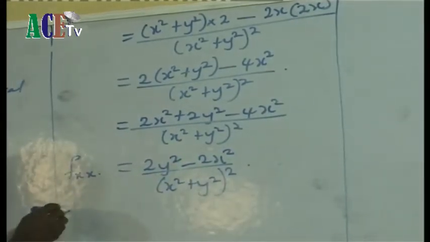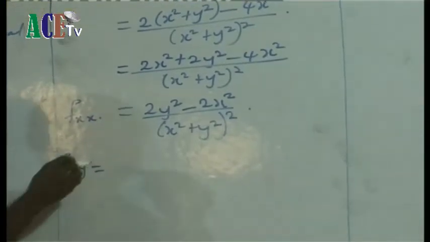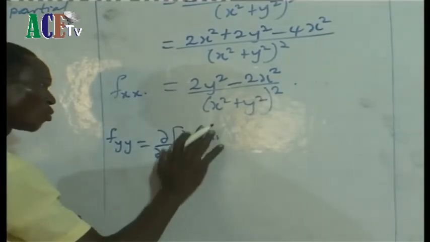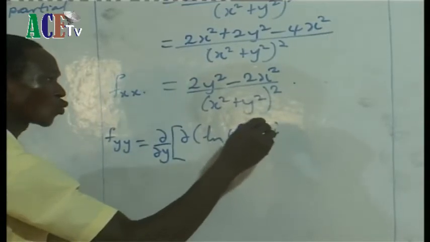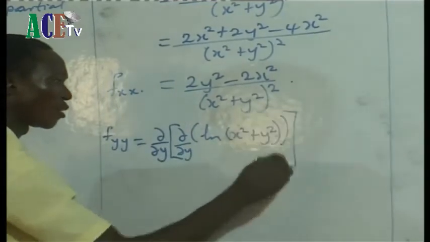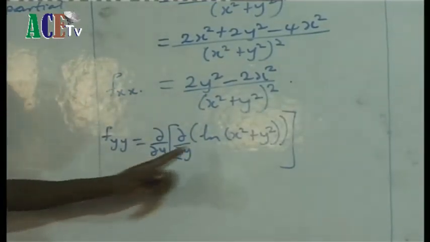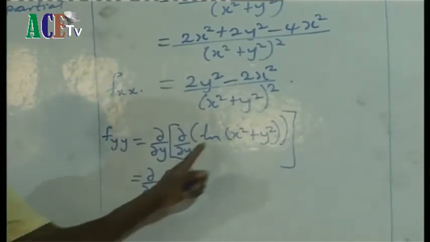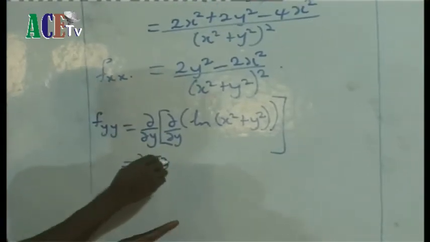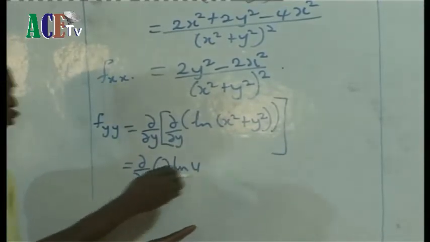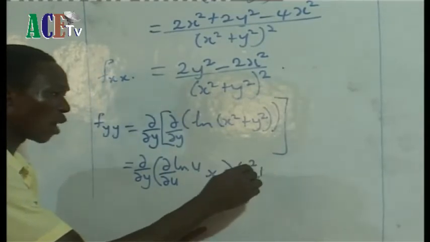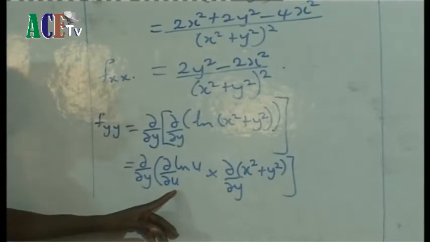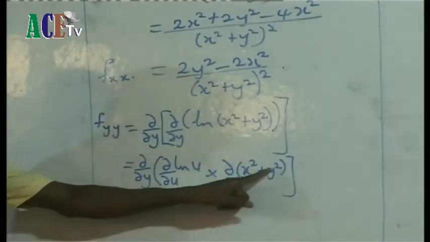Let me find f_yy. That is the derivative with respect to y of the derivative with respect to y of ln(x squared plus y squared). I want to differentiate this one first with respect to y now. Then this one will give me d/dy of, don't forget, this one is a function of a function as well, d/dy of ln u, du, multiplied by d/dy of u, that is x squared plus y squared. I'm differentiating with respect to y. The f'(u) times u'(x). My u is this.